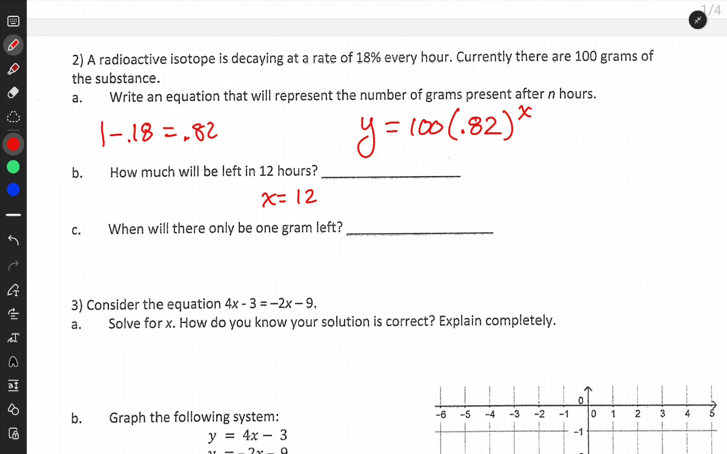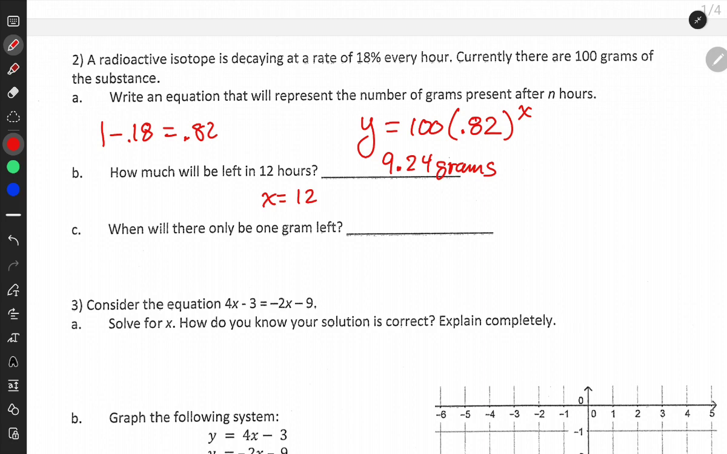I'm picking up my calculator, and I'm going 100 times 0.82 raised to the 12th power. And when I do that, I get that there would be 9.24 grams. 9.24 grams would remain after that much time.